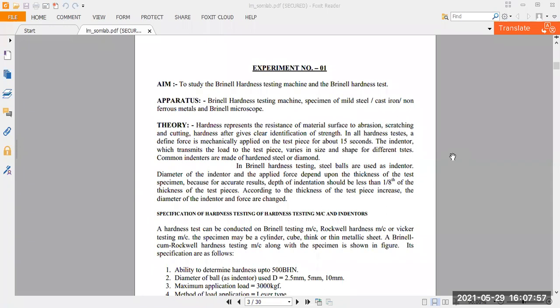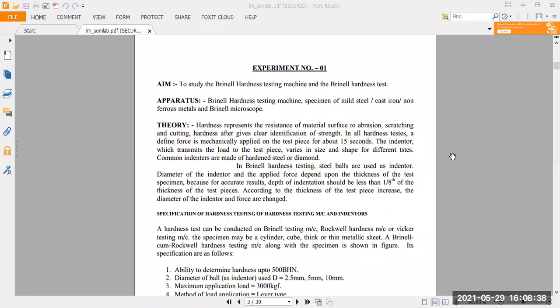The diameter of the indenter and the applied force depend upon the thickness of the test specimen. For accurate results, the depth of the indentation should be less than one tenth of the thickness of the test piece itself. This tallies with our present machine. We are also using polished and hardened steel balls of 1 centimeter and half centimeter diameter as the indenter, and the applied force depends upon the thickness of the test specimen.